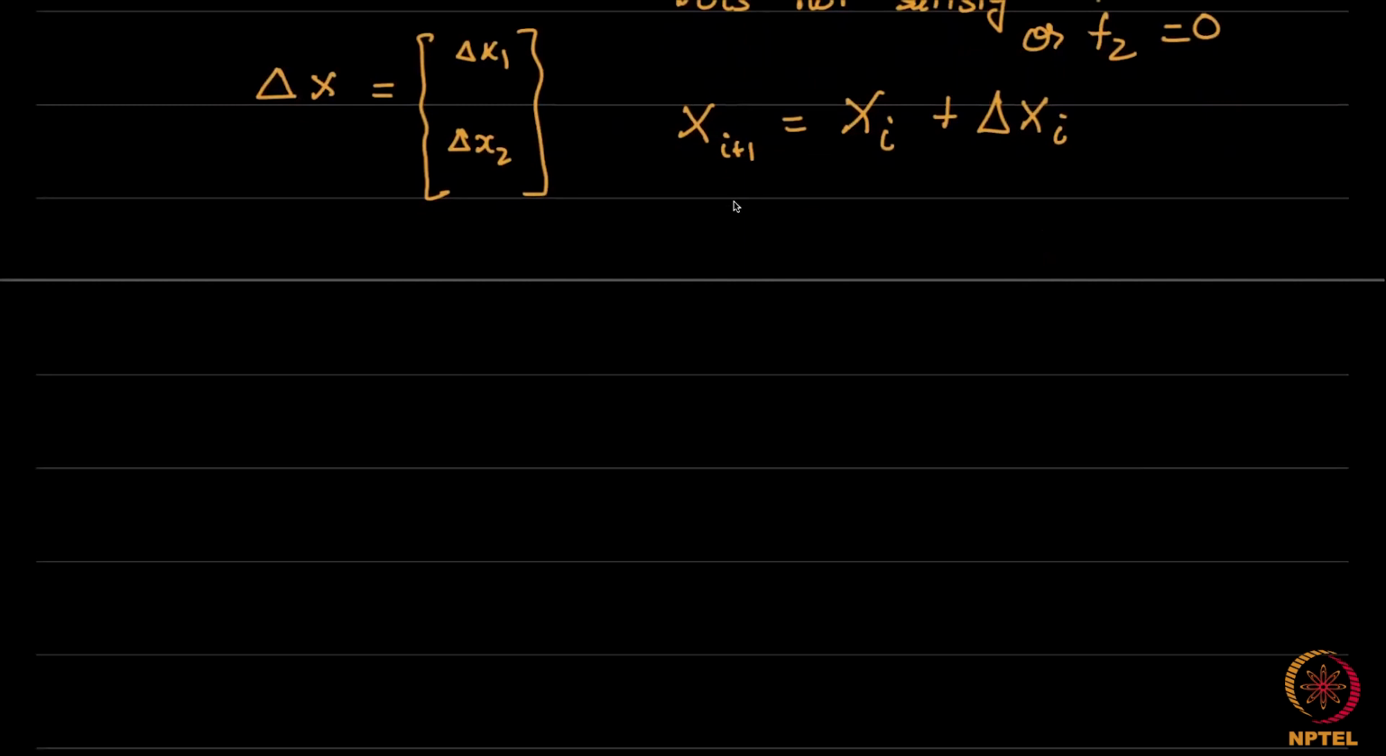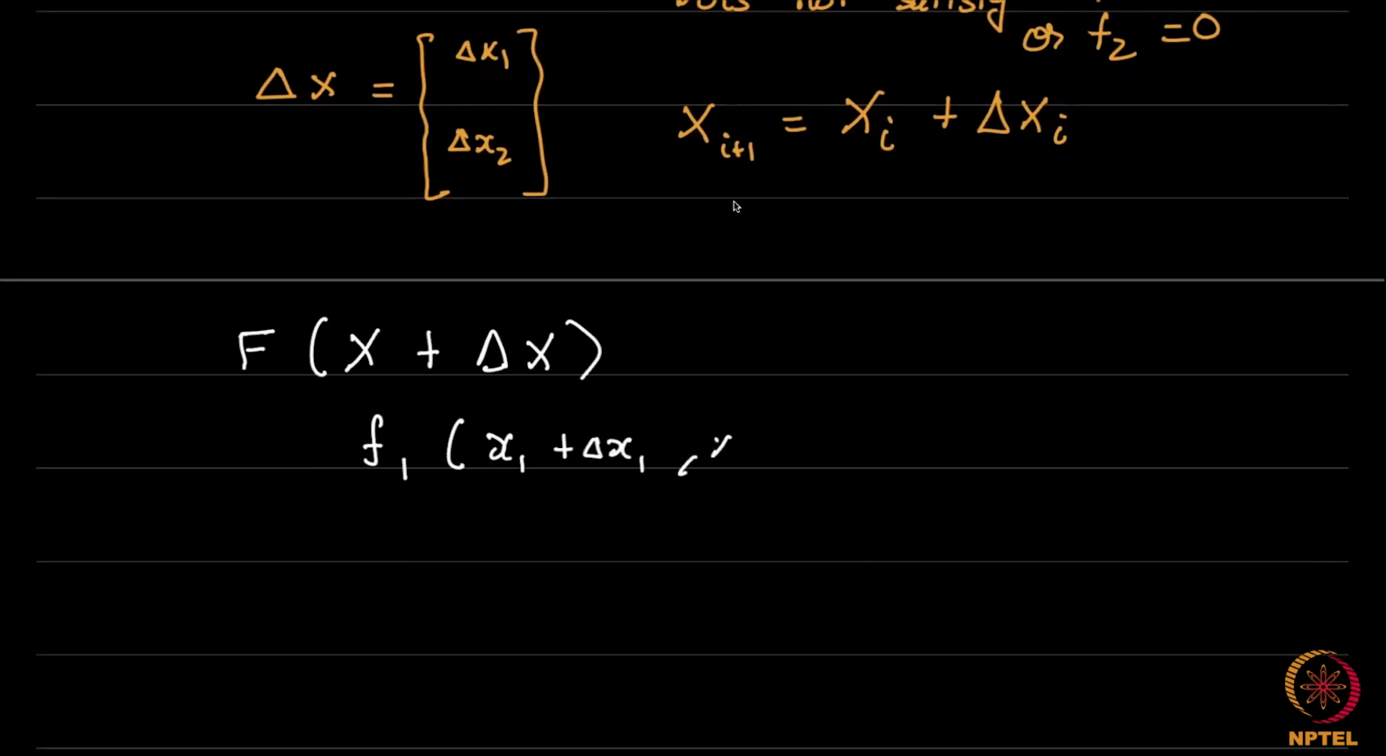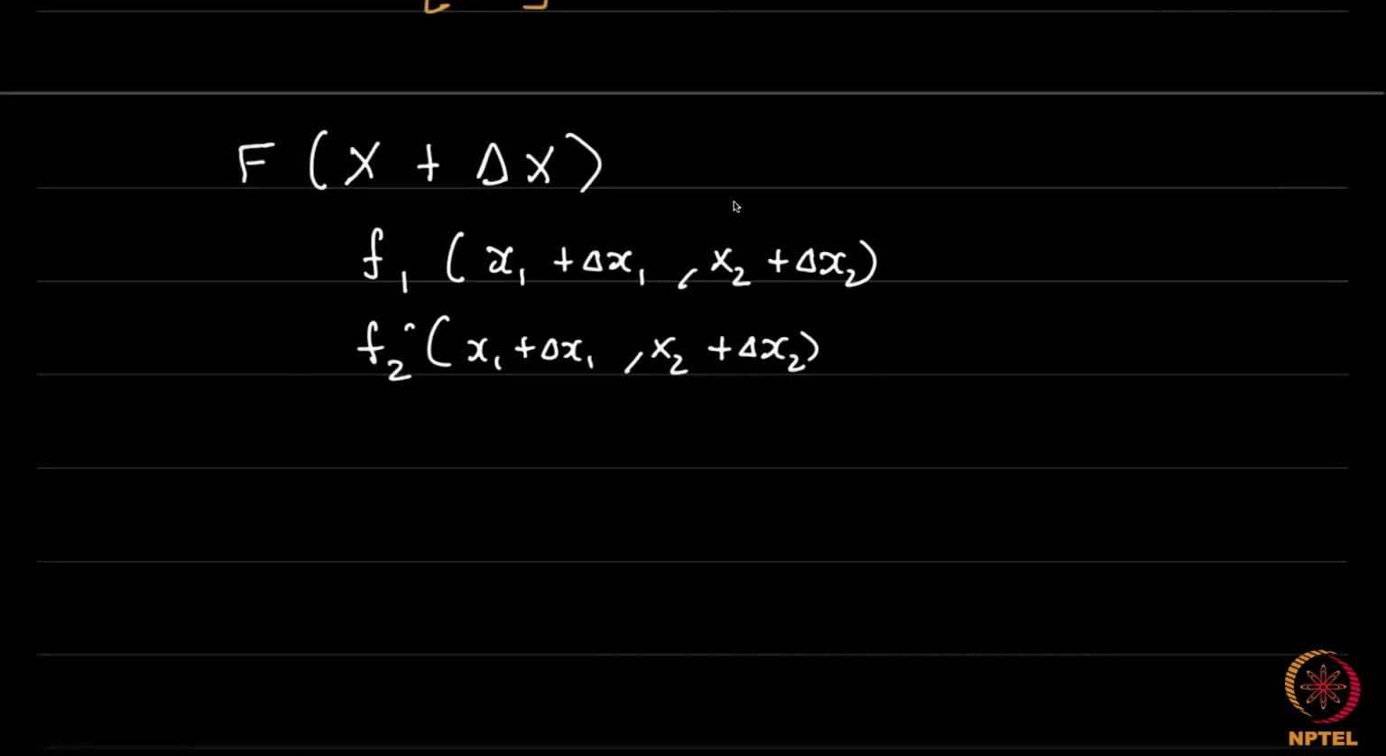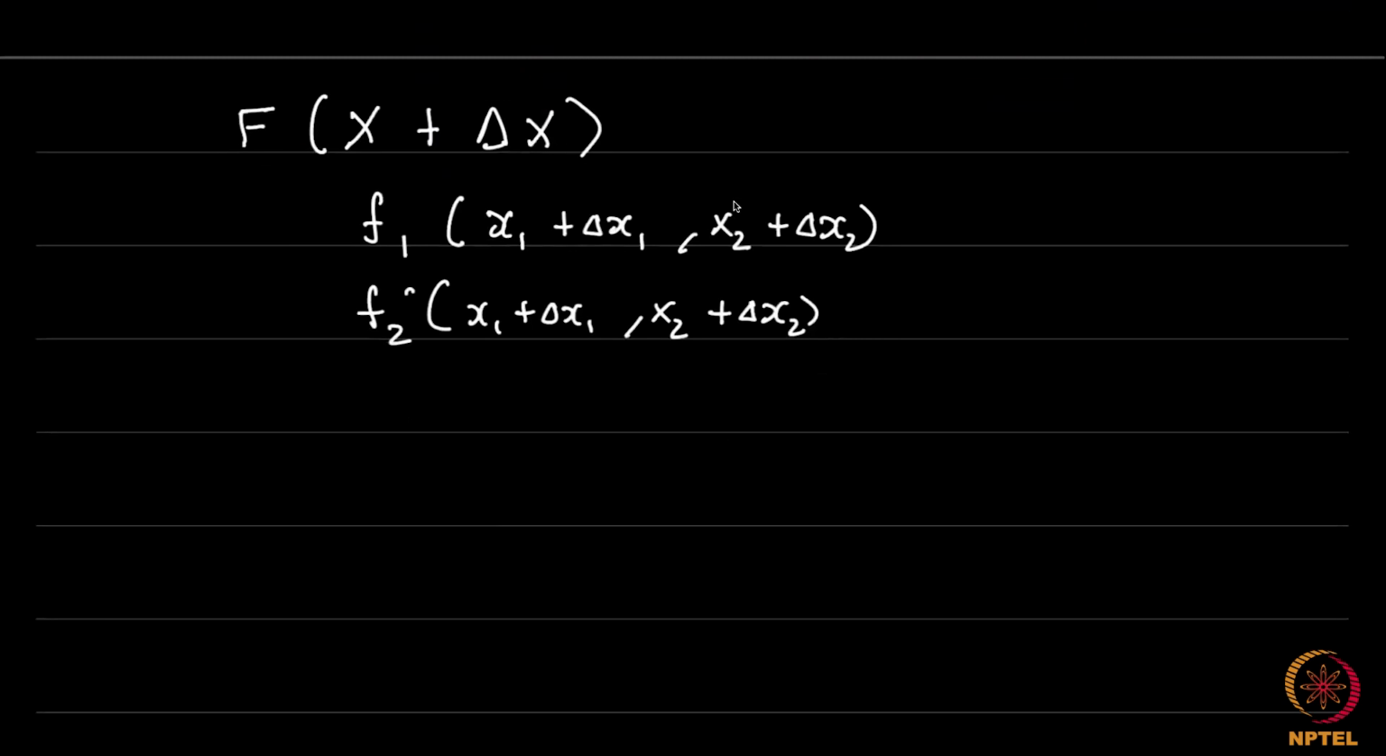All right. We have the same problem as before. Now we want f at x plus delta x. Another way of saying it is, what is f1 at x1 plus delta x1, comma x2 plus delta x2, and what is f2 of x1 plus delta x1, comma x2 plus delta x2. It is for this precise reason that we had worked out the Taylor series for these two. Okay, so let's take this.